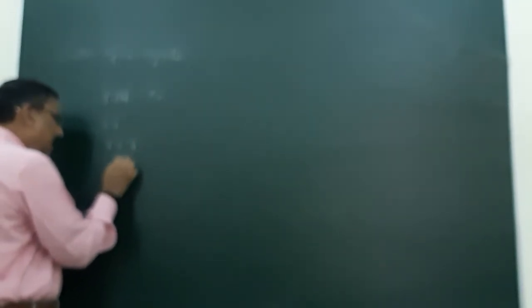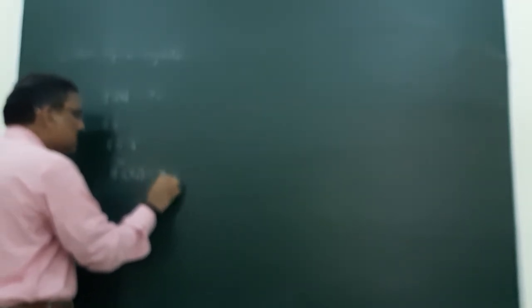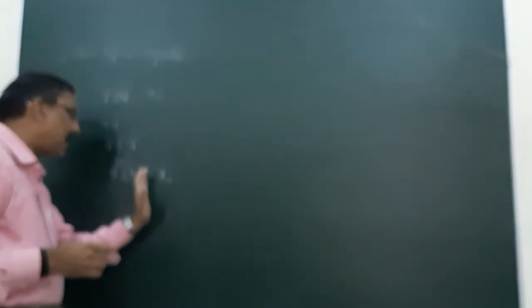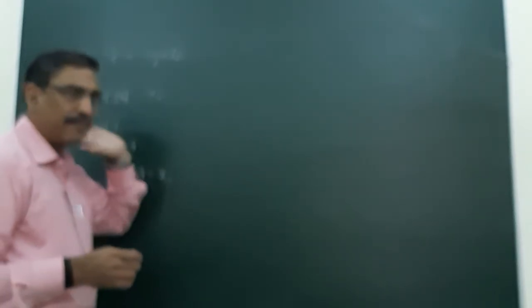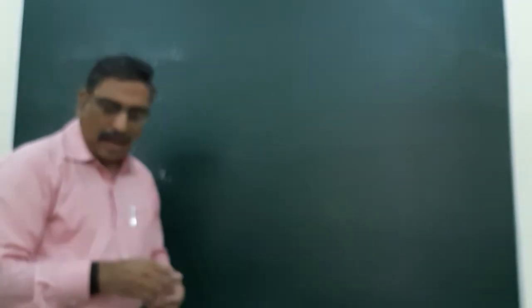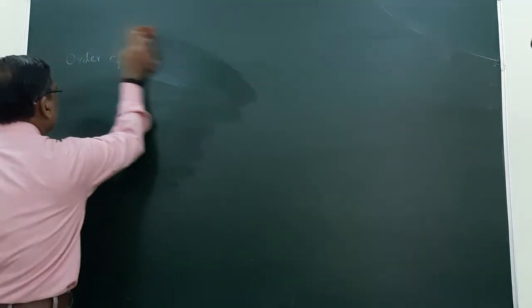When we get F^r such that F(X1) is equal to X1, then this r is known as the order of the cycle. That is the order of the cycle. It means the least number when we get the image of the element as itself. Now, how can we find the order of a cycle?